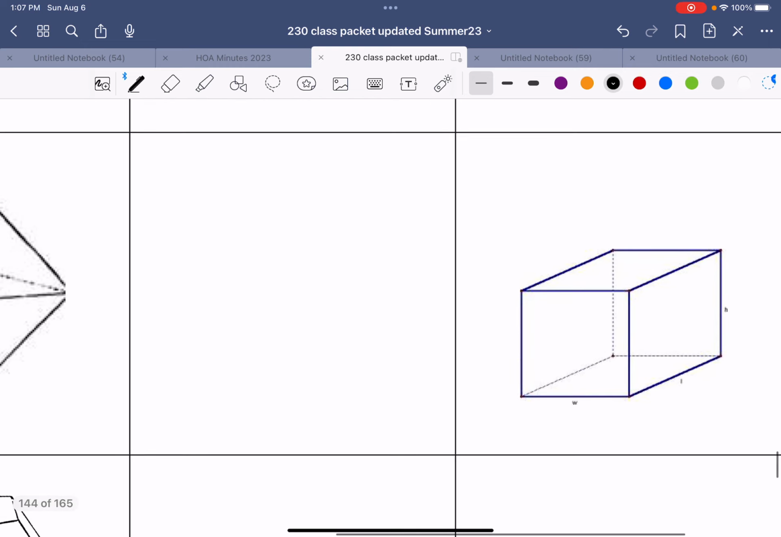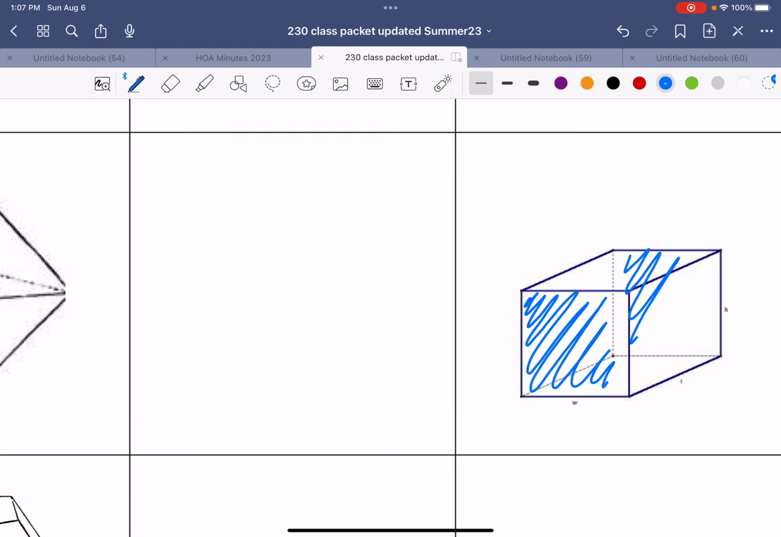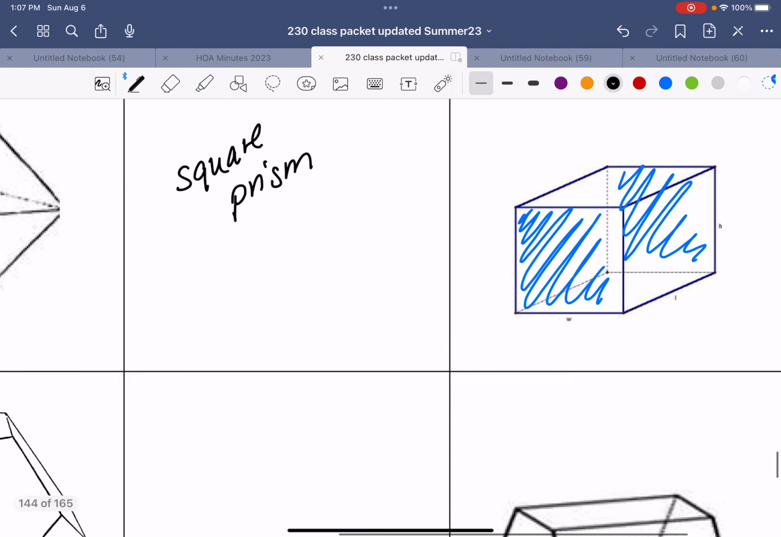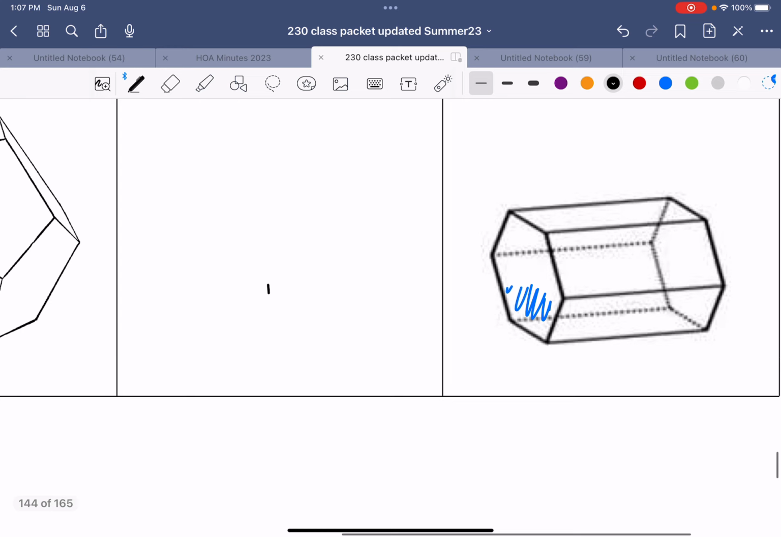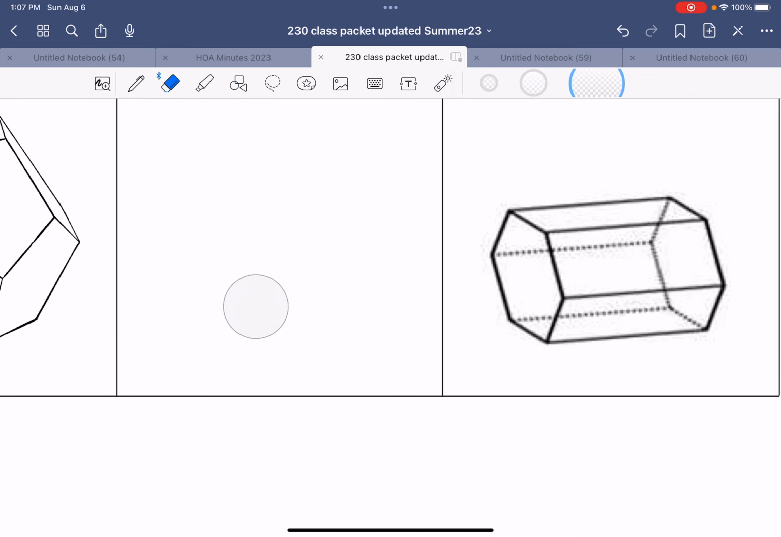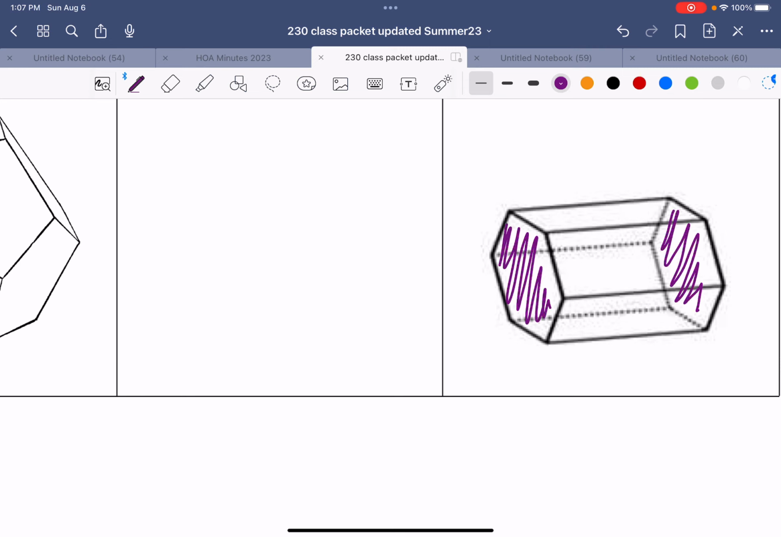The next one, notice that we've got squares on this end and a square on this end and rectangles connecting them. So this is a square prism. And next, our last one on this page, notice that I've got hexagons here on each end, and then those are connected with rectangles, and that makes this a hexagonal prism.